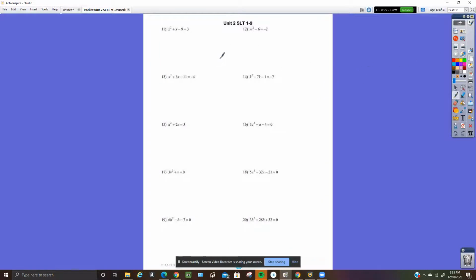And then looking through this page here, some of these you have to get all the terms on one side. So 11, 12, 13, 14, 15, you have to get the terms all on one side. And then 16 through 20 is where the leading coefficient is not equal to 1. Number 11, you want to get the 3 over here. So you have to subtract 3, and that leaves x squared plus x minus 12 equals 0.